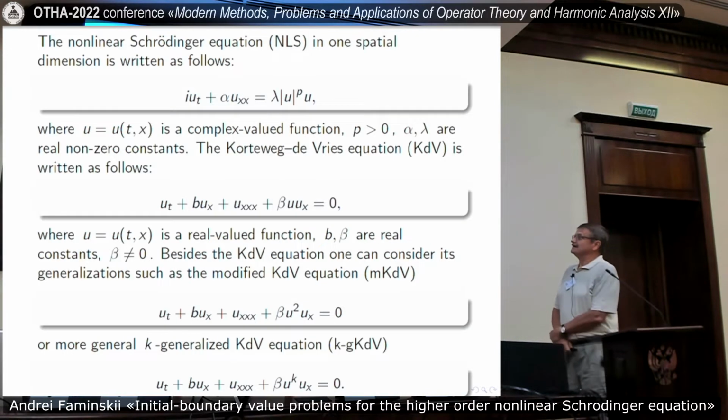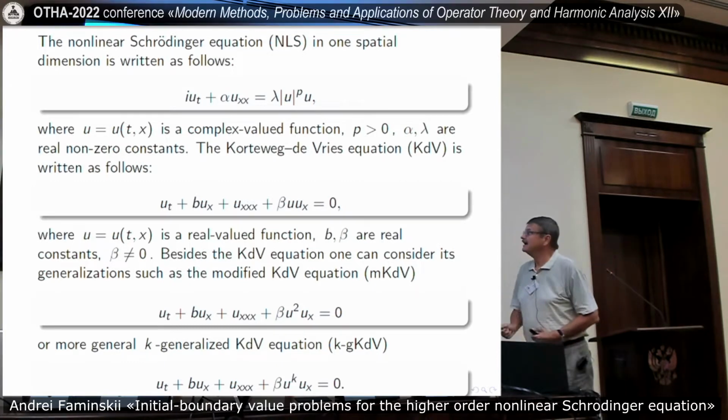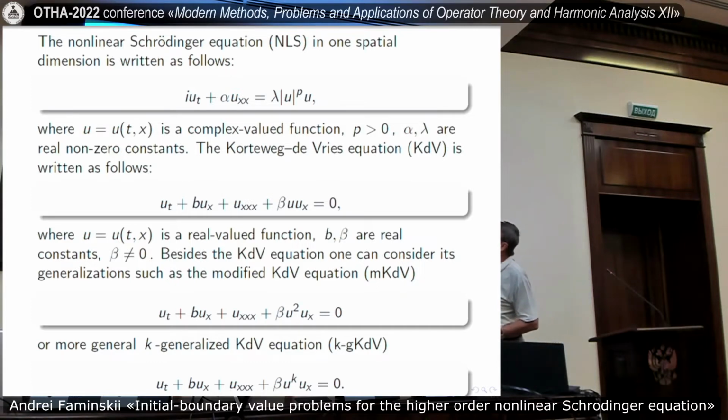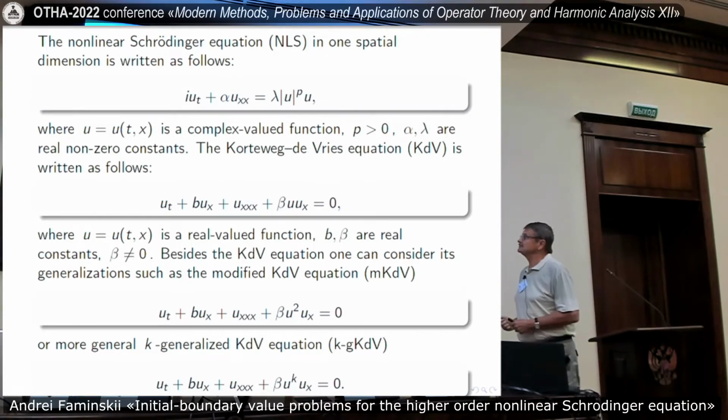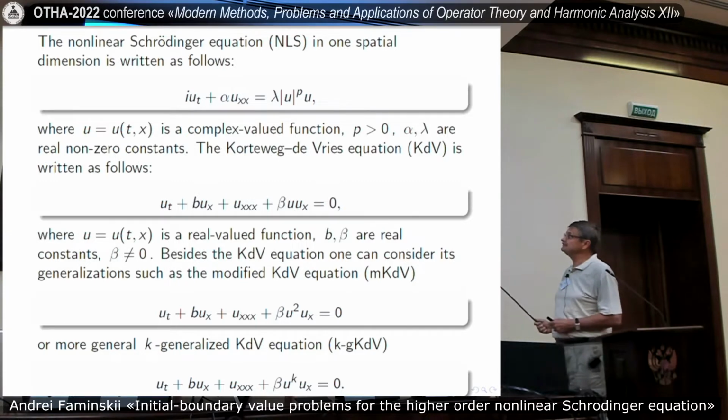So, the nonlinear Schrodinger equation in one special dimension is well known and is written in such a way. Here, U is a complex valued function. P, alpha, and lambda are real non-zero constants, and P is positive.